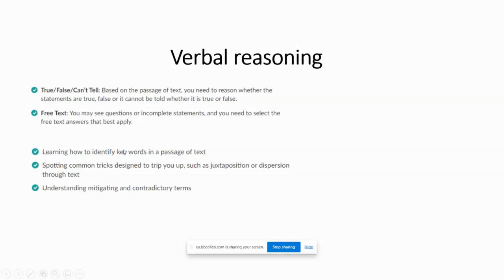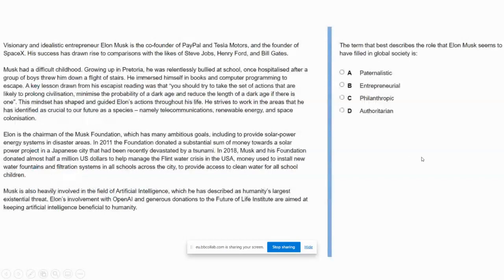Some key tips are learning to identify keywords in the passage, and spotting common tricks. You do that by practicing a lot of questions, and you get to understand the use of juxtaposition or dispersion throughout the text, so you don't get tripped up by it. Also understand the contradictory terms which they sometimes use. So that's an example of a question, and I'll give you a minute to read the text and answer the question.